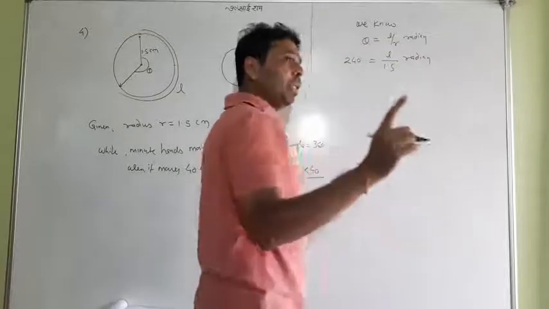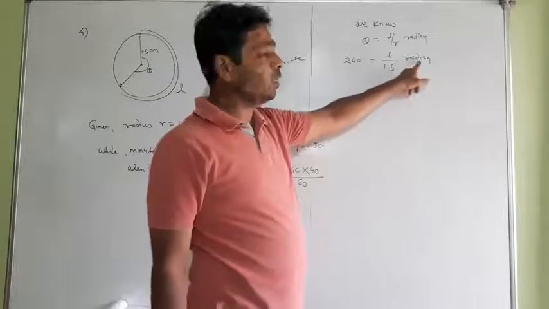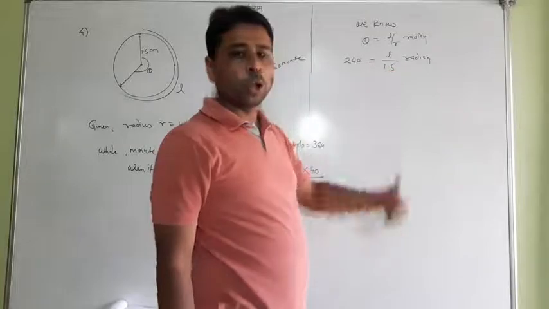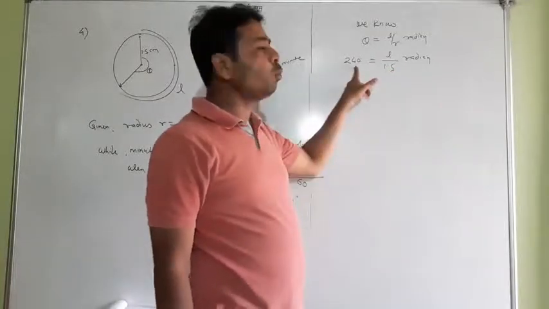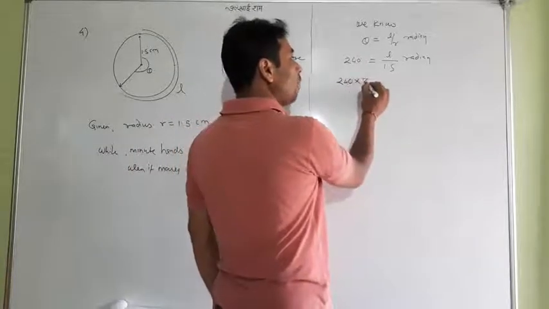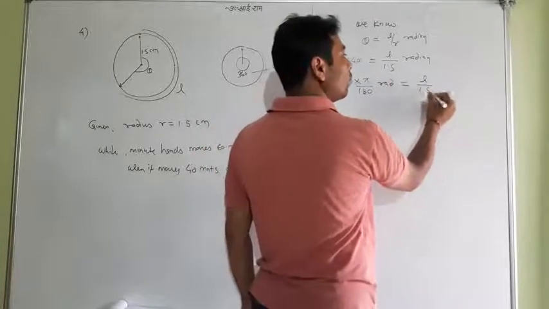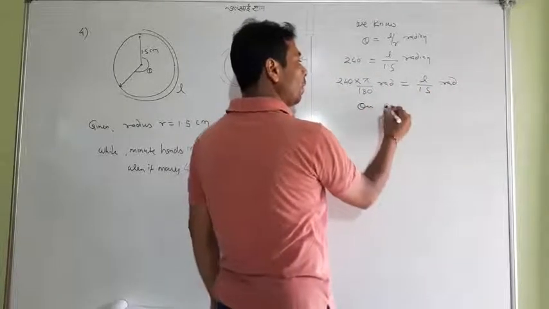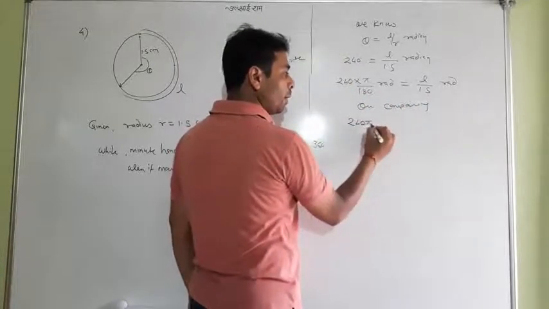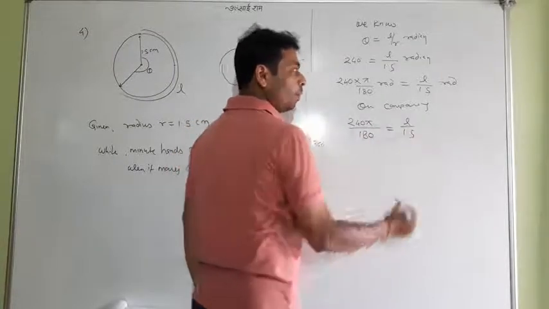The same concept has come: degree is a different unit and radian is a different unit. Until both units are the same, it will not simplify. So I'll turn 240 degrees into radians. I'll write 240 into pi by 180. Now this is radian, and it is L upon 1.5, which is radian. So on comparing, 240 pi upon 180 is equal to L upon 1.5.